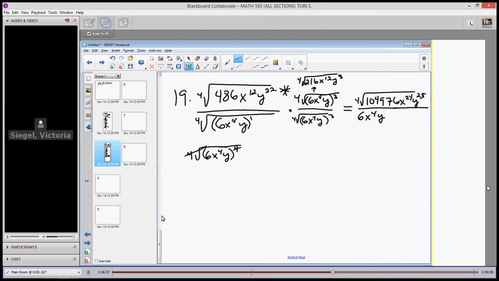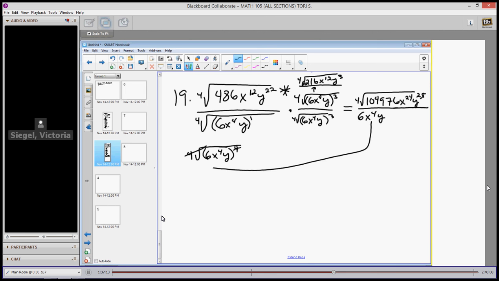So this one is from the 6x to the fourth y cubed. I just cube the 6 to get 216, cube the x to get x to the 12th, same thing for the y. And then you multiply the numerator of the very original one with our new numerator. And then here, we get very lucky in that the huge number is a perfect fourth. So it ends up being 18 to the fourth.